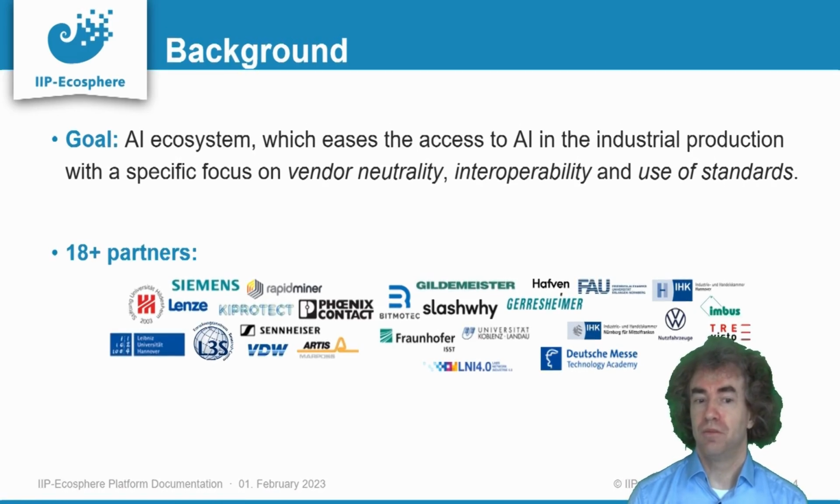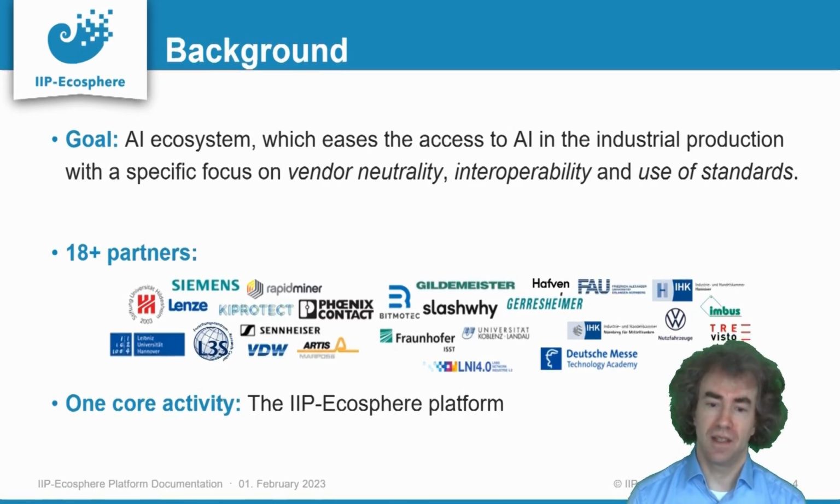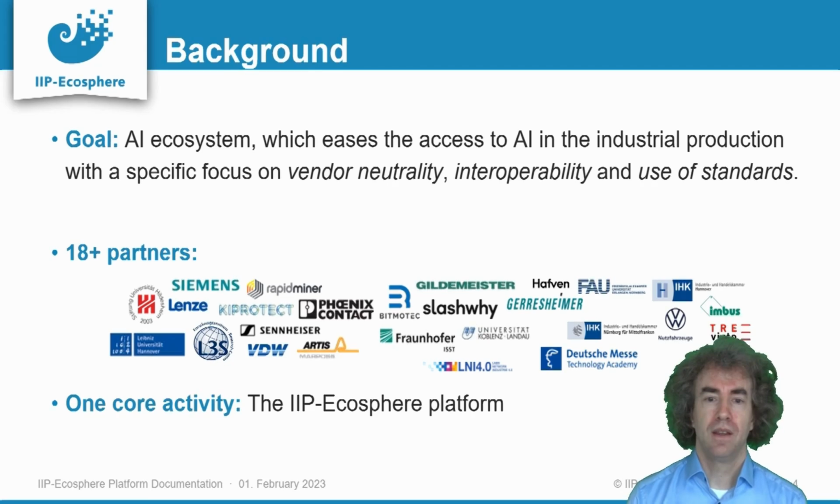IIP-Ecosphere consists of more than 18 partners. Here you see the logos of these partners and some of our associated partners. And finally, one of the core activities of IIP-Ecosphere is creating such an IIoT platform, called the IIP-Ecosphere platform. And that's what we are talking about.